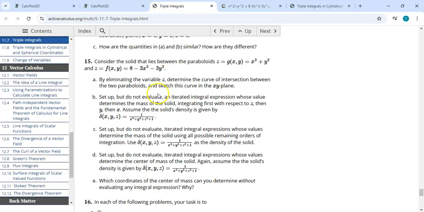So the book tells us we should eliminate the variable z and determine the curve of intersection, and then sketch it in the xy plane. How you figure out intersection is you just set them equal to each other. If you move the x squared and y squareds over, you're going to get 4x squared plus 4y squared equals 8. Divide by 4 throughout everything, and you'll get x squared plus y squared equals 2. And that's exactly your circle of radius root 2.